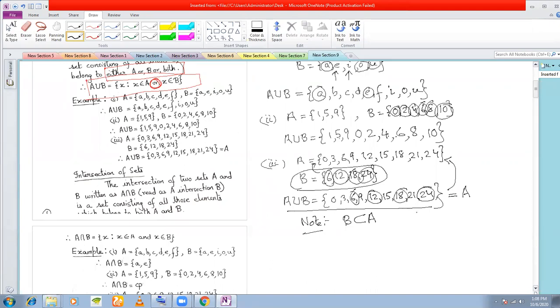Whenever B is a subset of A, I can write A union B is equal to A. I'm not saying that you have to remember this. I'm just saying that this is a very interesting observation that you can make.